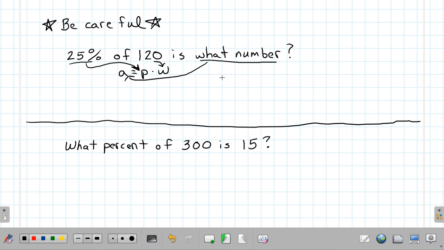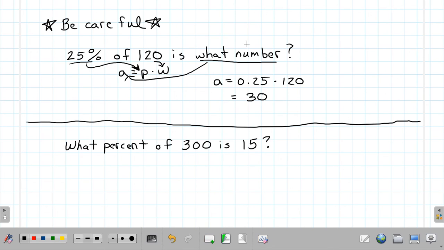So if we're plugging in, in this case we want to know what A is. We know P is 0.25 times the whole, which is 120. So in this case, 25% of 120, or 0.25 times 120, is 30. So 30 is 25% of 120.